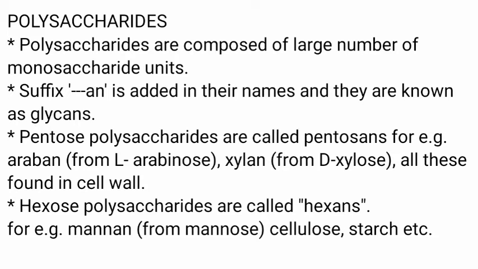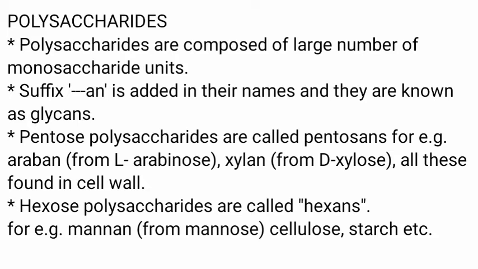Suffix "an" is added in their names and they are known as glycans. Pentose polysaccharides are called pentosanes, for example, araban from L-arabinose, xylan from D-xylose, all these found in cell wall. Hexose polysaccharides are called hexosans, for example, mannan from mannose, cellulose, starch, etc.